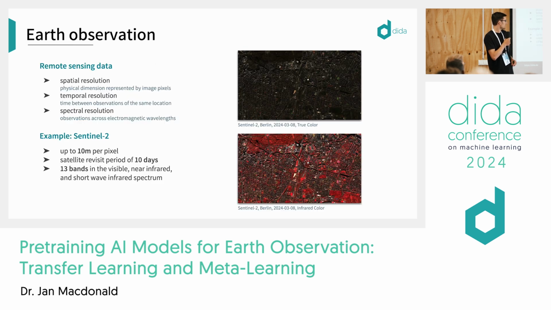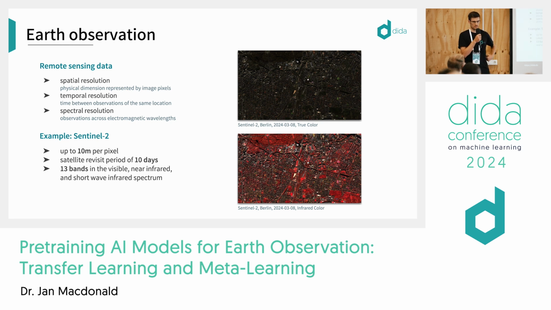Let's talk a little bit more about the satellite data. It's maybe a bit hard to see here, but I've brought you an example. This is an area of Berlin. We are currently somewhere pretty much in the center of this. This was taken earlier this year. The satellite images are specified by three main different dimensions: the spatial resolution, temporal resolution, and the spectral resolution.